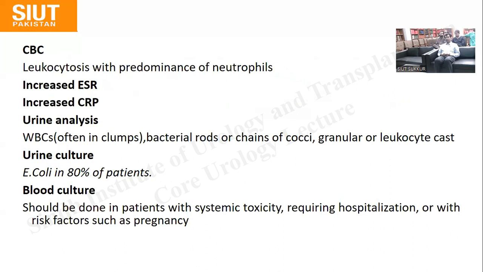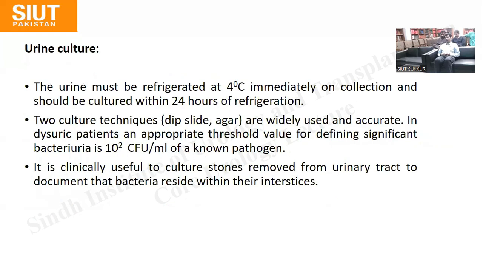CBC: leukocytosis with predominance of neutrophils can be seen as the infection spreads. Increased ESR and increased CRP can also be observed. In urine analysis, as we have already discussed, bacterial rods or chains of cocci, and granular or leukocyte casts can be seen. Urine culture, which is not done in all cases, as I have mentioned: E. coli is seen in 80% of the patients. Blood culture should only be done in those patients with systemic toxicity requiring hospitalization or with risk factors such as pregnancy.